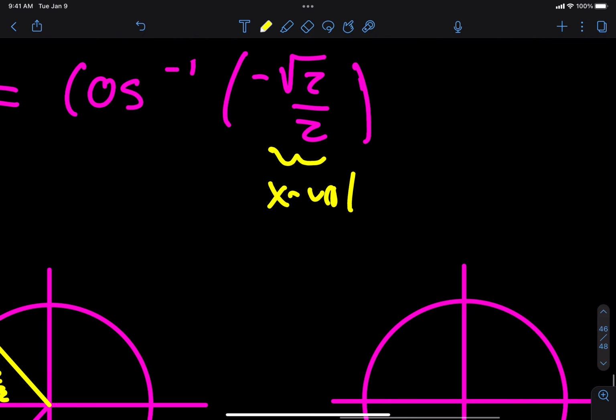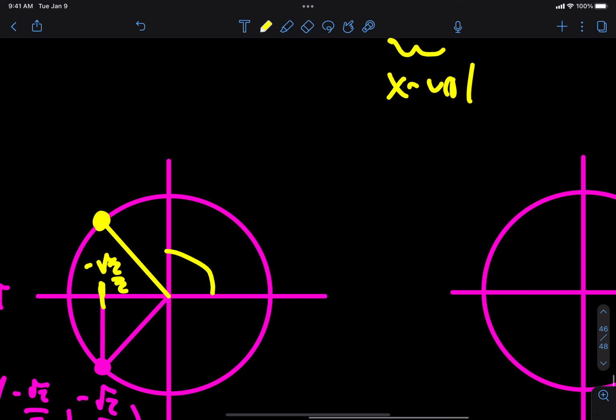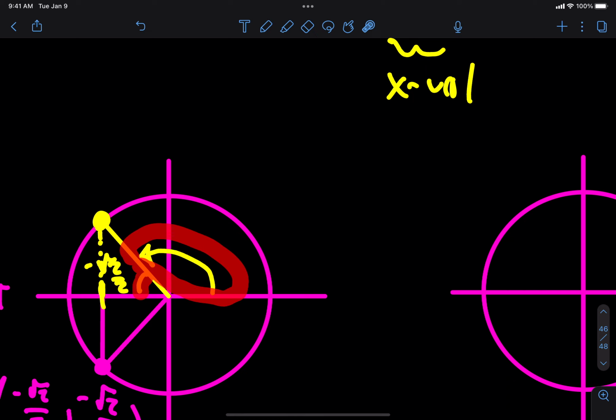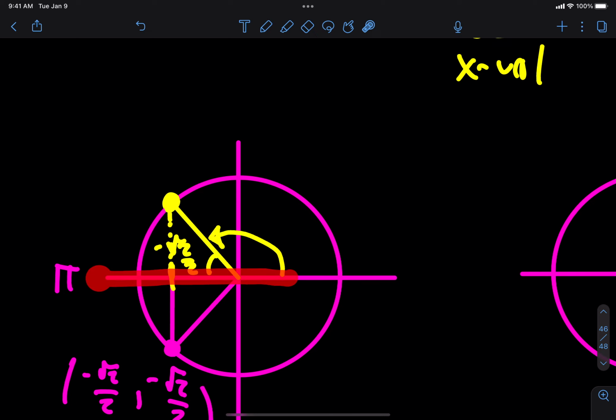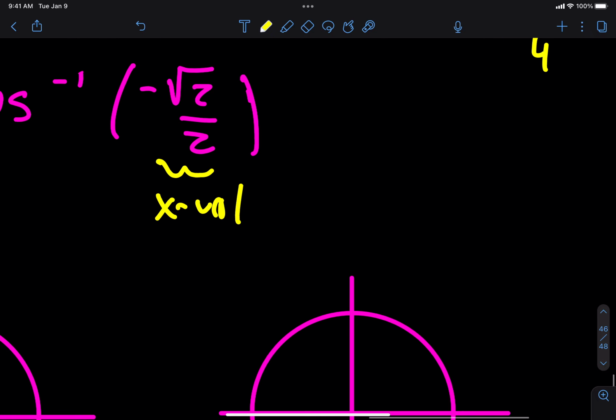So what is going to then be the value of cosine inverse? I want the angle which points at a point who has this x value. The way I'm going to figure out what this angle is is the following. I know that this is a 45, 45, 90 triangle. Therefore, I know that this angle shown here with red must be pi over 4. So pi would be going all the way to here, and I'm going pi over 4 less than that. So I'm going to do pi minus pi over 4, which would give me what? 3 pi over 4. So we get 3 pi over 4 as the answer.